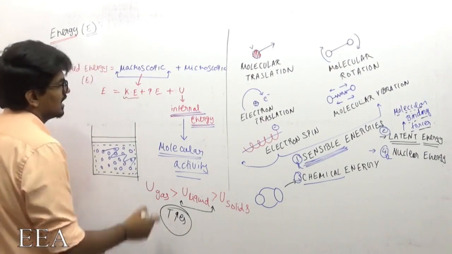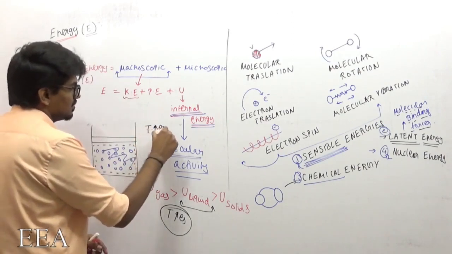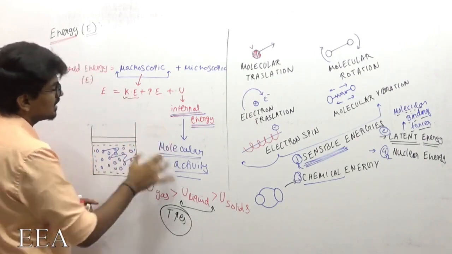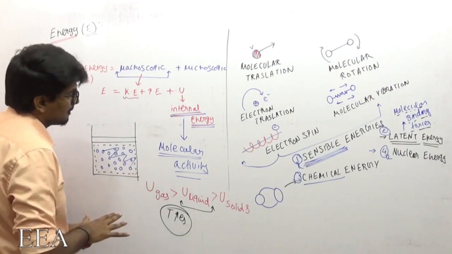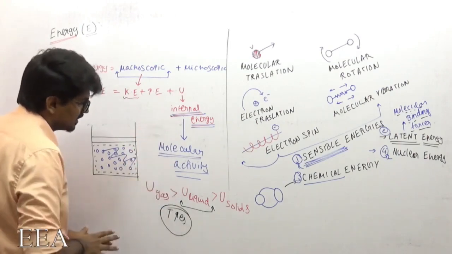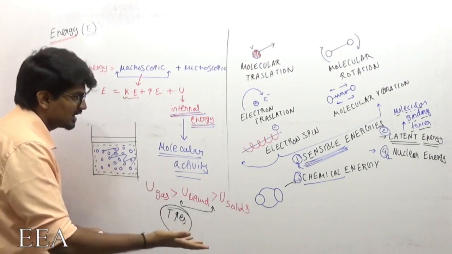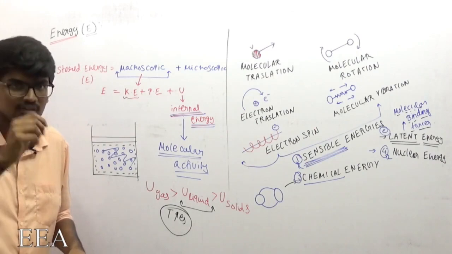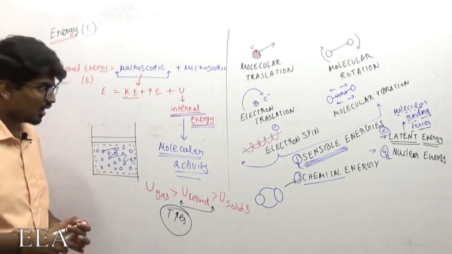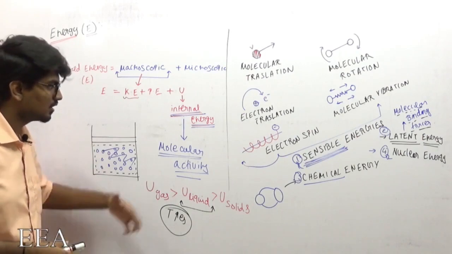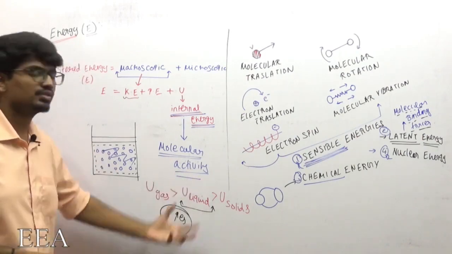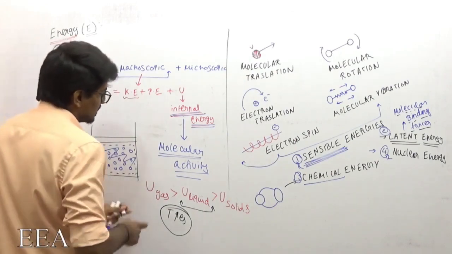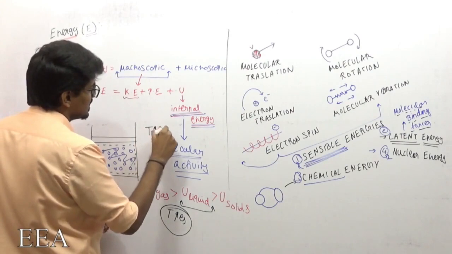It's pretty much evident that if I increase the temperature, okay, see, I will say it in the normal manner. We know that internal energy depends on molecular activity, which means how much molecular activity is happening and what is the velocity of the molecule with which it is traveling. What do I need to do to increase the velocity of the molecule, or to increase the activity of the molecule? Very simple. Increase the temperature. We know this again from basic chemistry.